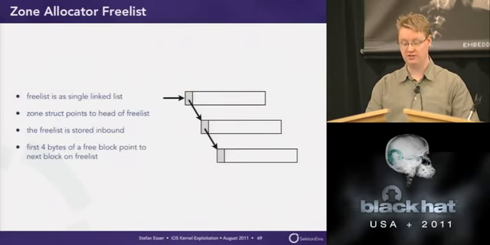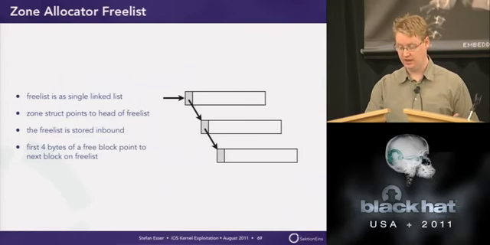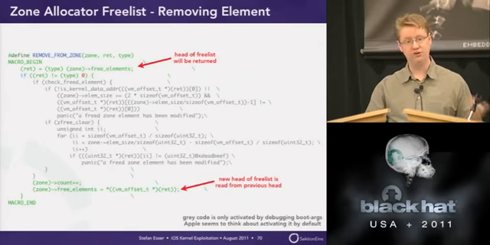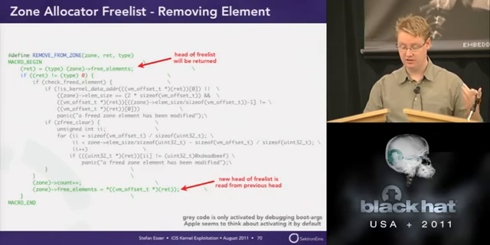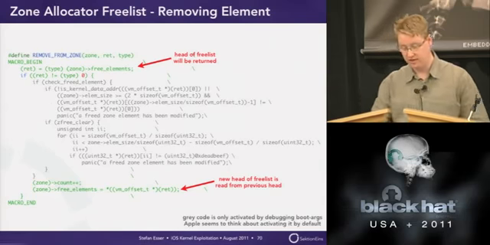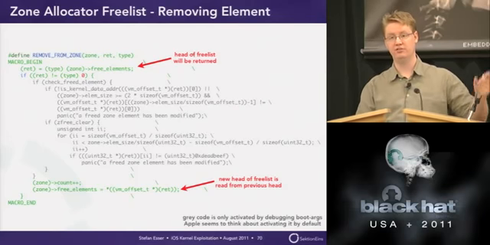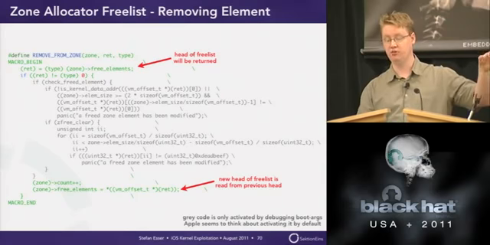Internally, this is implemented as a singly linked list with a zone struct pointing to the head of the list. The pointer for the next element in the free list is stored inband. The first 4 bytes of a free block are used to store the pointer to the next element in the free list. Apple uses some macros for that, which look very complicated. But you don't care about the gray stuff. Just look for the green stuff for a moment. In this case, you remove something from the zone, which means you allocate the memory. It looks up the current head of the free list and returns that. But before it returns that, it takes the pointer to the next element in the free list from there and makes this the new head.